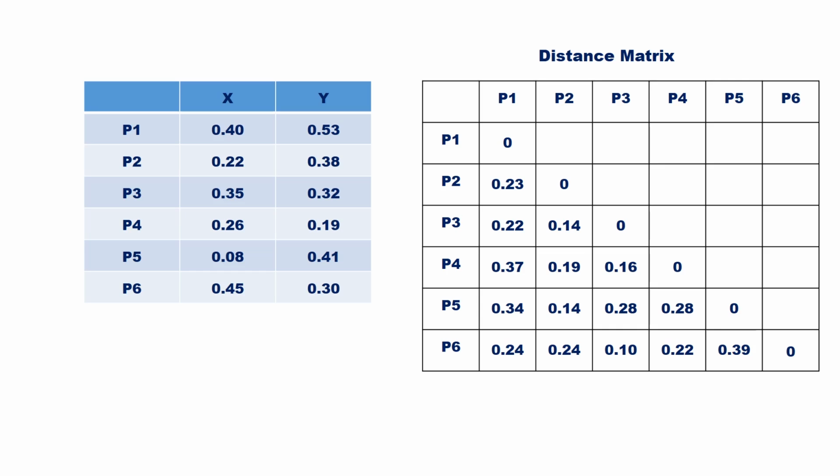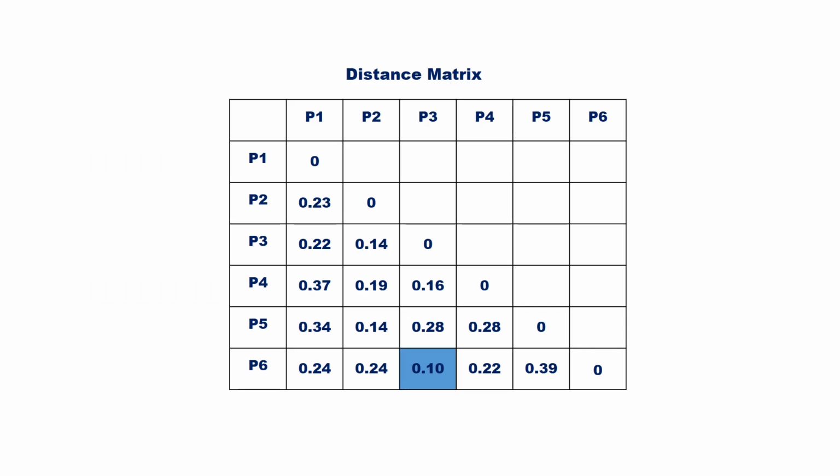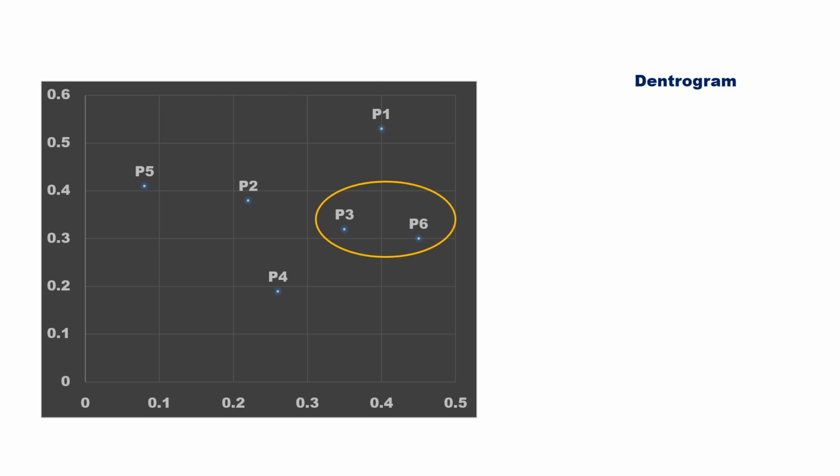In this problem, we are going to use the complete linkage technique. Find the smallest distance. It is 0.10. This is the distance between the points P3 and P6. Merge P3 and P6 to form the first cluster. Let us draw the corresponding dendrogram.